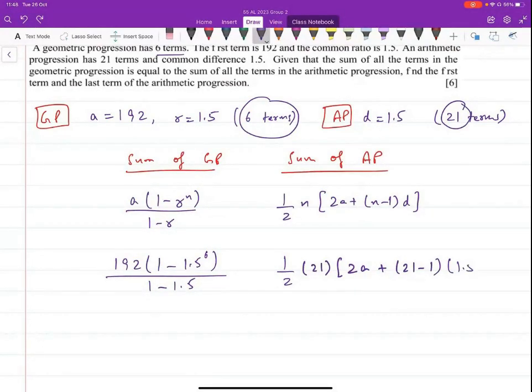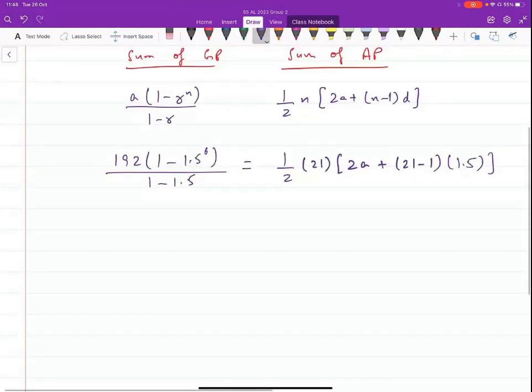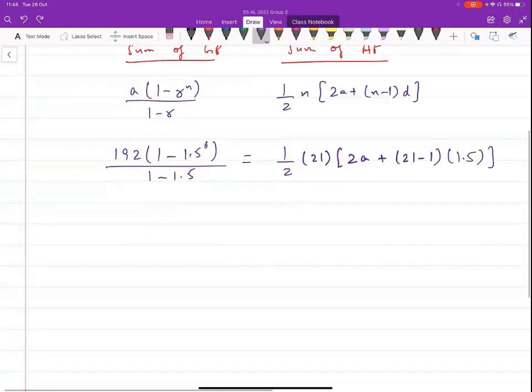Okay, what will come from here? You will get the value of A. Now you equate both of them. You've got only one variable, that's A. You can figure out the value of A from here. A will be the first term. Let's actually do this very quickly.